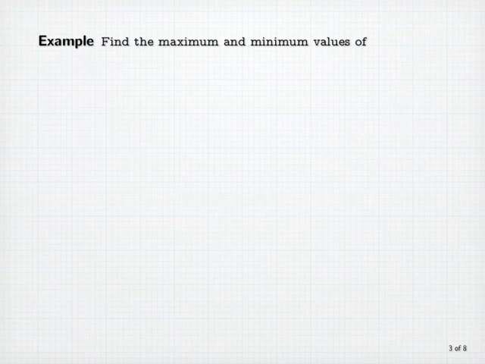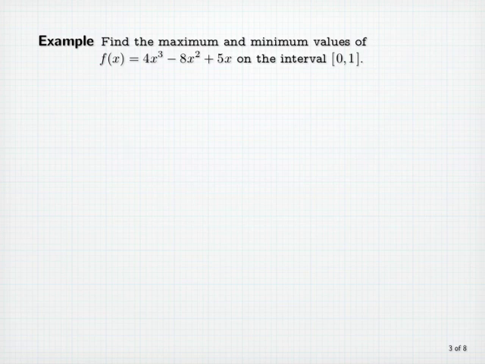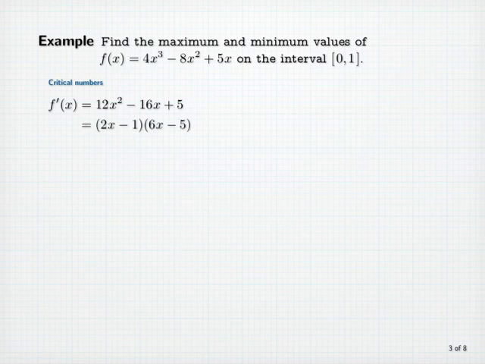Example: find the maximum and minimum values of f of x equals 4x cubed minus 8x squared plus 5x on the closed interval 0 to 1. We'll first calculate critical numbers. For that we need the derivative, which is 12x squared minus 16x plus 5. Fortunately, this factors into 2x minus 1 times 6x minus 5, and so we see that the critical numbers are 1/2 and 5/6.